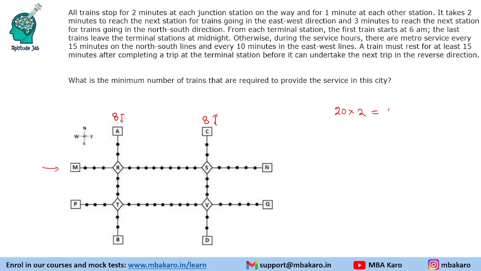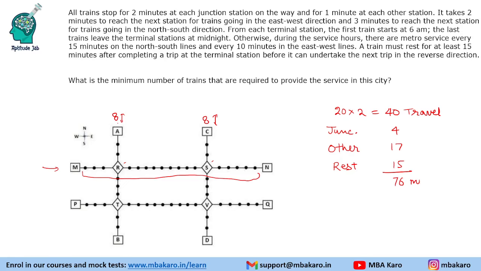So travel time is 40 minutes. Then we have two junctions. The stop time at those junctions will be 4 minutes. Then there are total 20 stations. That means 19 intermediate stations including two junction stations. So other we have 17 stations. Now we will also consider the rest time. Rest time is 15 minutes. So we have 76 minutes until the next train can start.